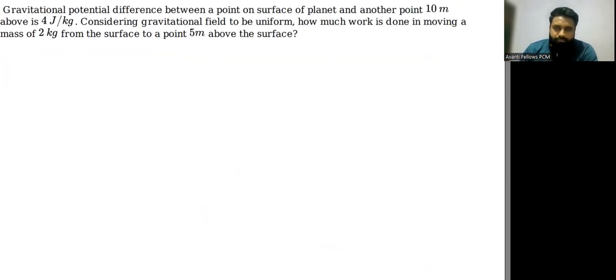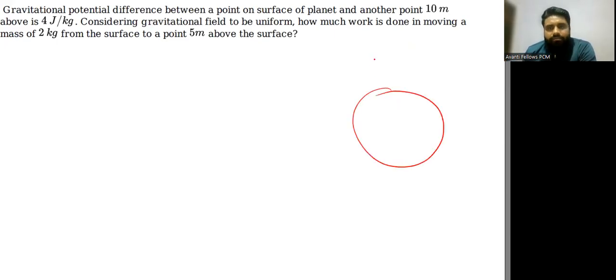Now, the gravitational potential difference between a point on the surface of a planet and another point 10 meter above is 4 joule per kg. Considering the gravitational field to be uniform, how much work is to be done in moving a mass of 2 kg from the surface to a point 5 meter above the surface?